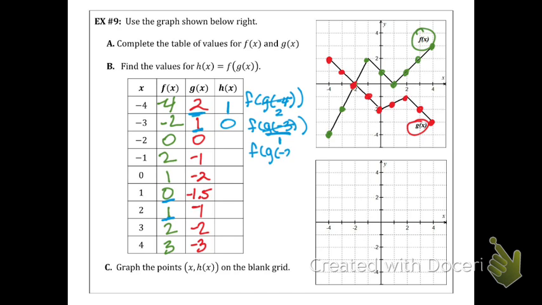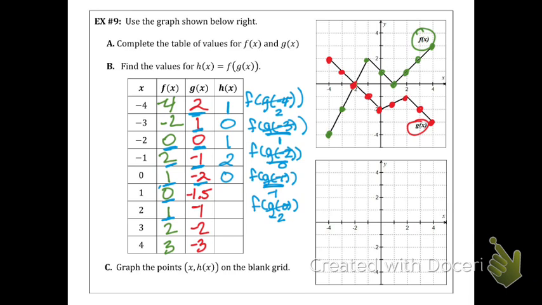Then f of g of negative 2. So look for g of negative 2, which is at 0. And f of 0 is 1. All right, and then we do the same thing. So f of g of negative 1. So g of negative 1, might be easier to write it out. So g of negative 1 is negative 1. And so f of negative 1 is 2. F of g of 0. So g of 0 is negative 2. So f of negative 2 is 0.